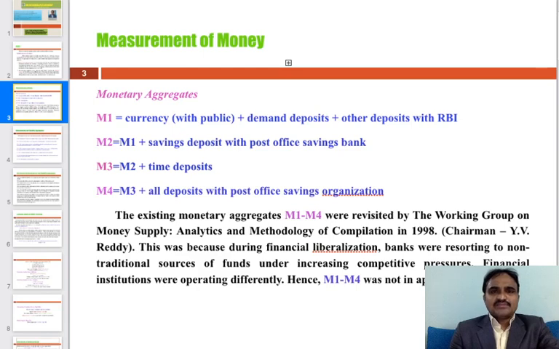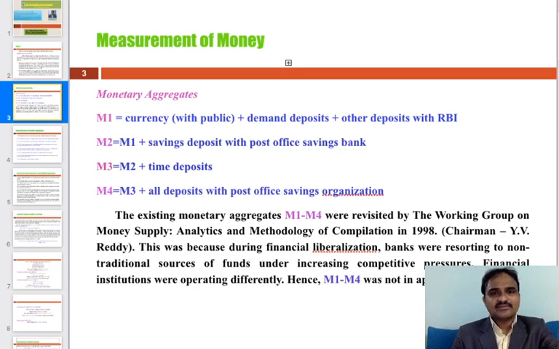So we can observe the measurement of money, the monetary aggregates in an economy, which we already know: M1, M2, M3, M4. M1 is the sum of currency held by the public, demand deposits, and other deposits with the RBI. M2 is M1 plus saving deposits with post office saving banks. M1 means, as already said, currency held with the public, demand deposits, other deposits with the RBI.